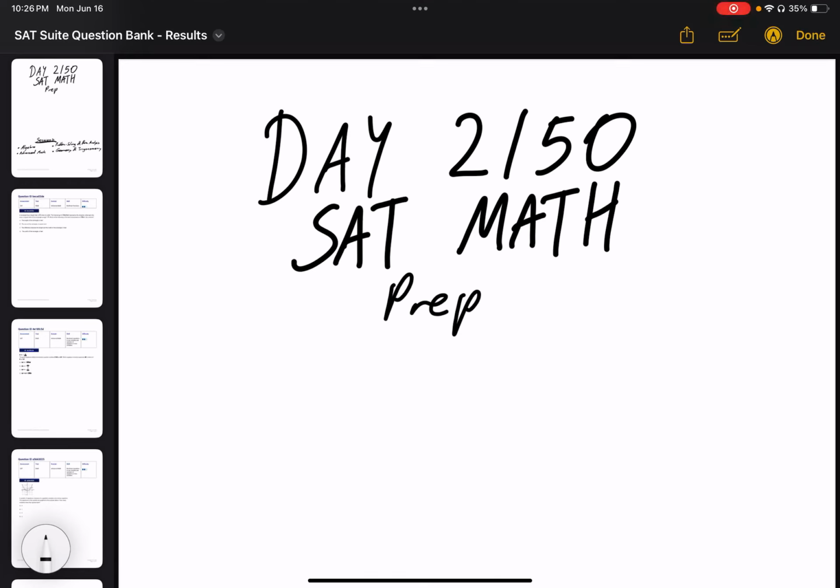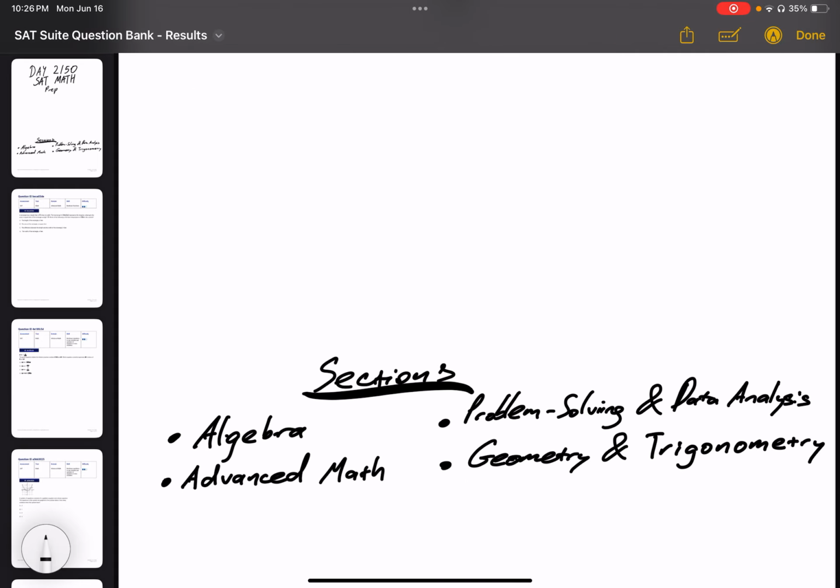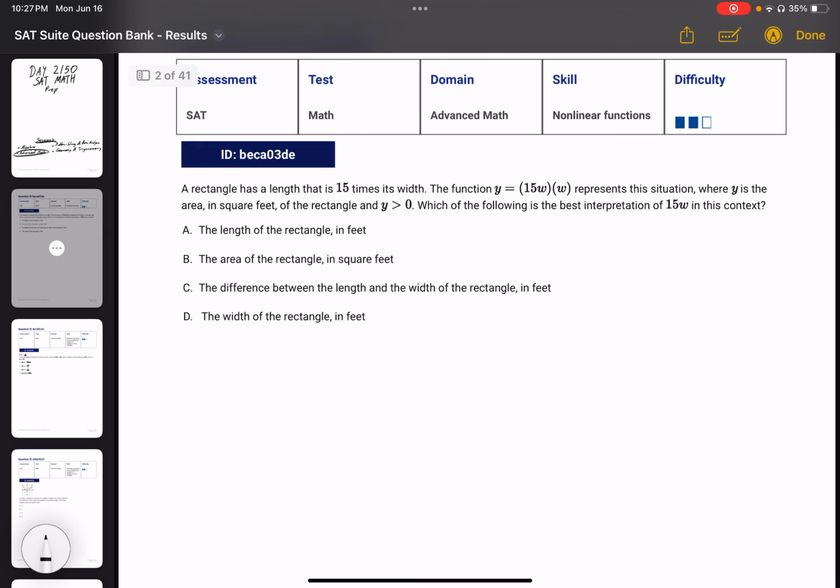This is day 2 out of 50 of our SAT Math Prep series. And just a little reminder of the 4 sections of the SAT Math. We have Algebra, Advanced Math, Problem Solving and Data Analysis, and lastly, Geometry and Trigonometry. Yesterday we did Algebra, and today we're going to be doing Advanced Math. We'll tackle about 5 problems because these are shorter.